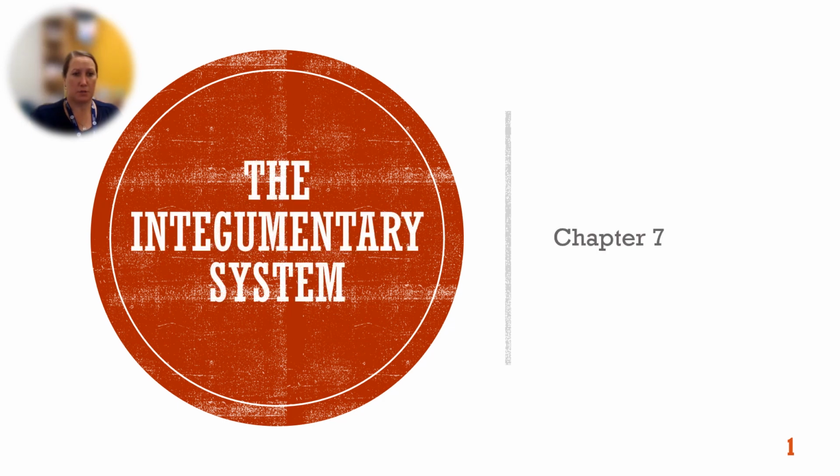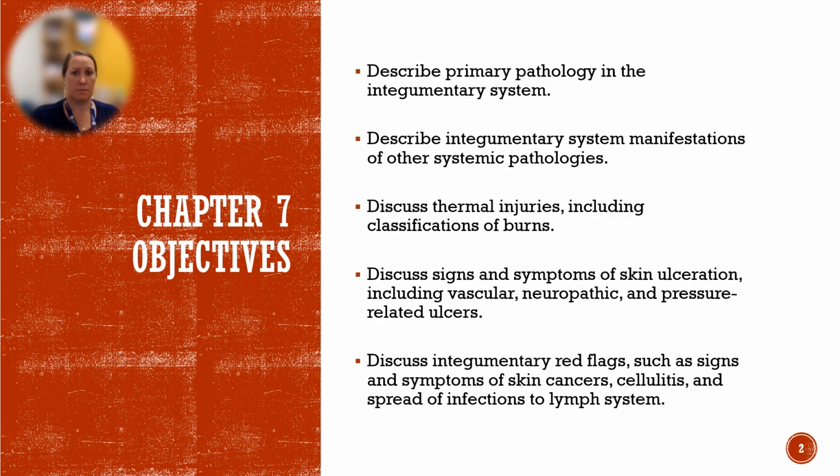This lecture is on Chapter 7, the Integumentary System. Our chapter objectives are to describe the primary pathology in the integumentary system, describe integumentary system manifestations of other systemic pathologies, discuss thermal injuries, including classification of burns, discuss signs and symptoms of skin ulceration, including vascular, neuropathic, and pressure-related ulcers, and to discuss integumentary red flags such as signs and symptoms of skin cancer, cellulitis, and spread of infection to the lymph system.